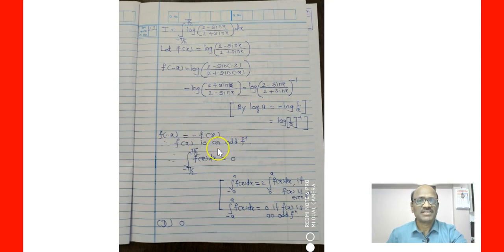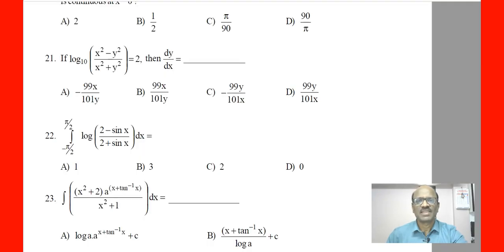That is, f of x is an odd function, and hence the integral from minus pi by 2 to plus pi by 2 of f of x dx is equal to 0. Whenever there is this type of question, take care whether the given function is odd or even, and using that you can solve this example.